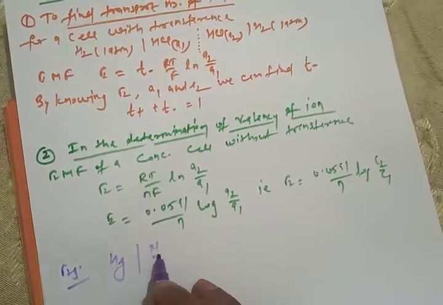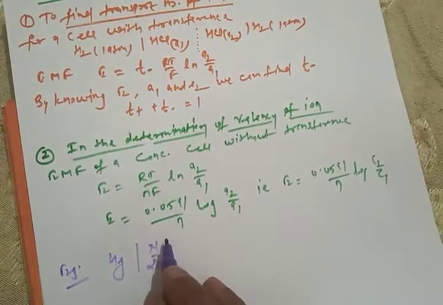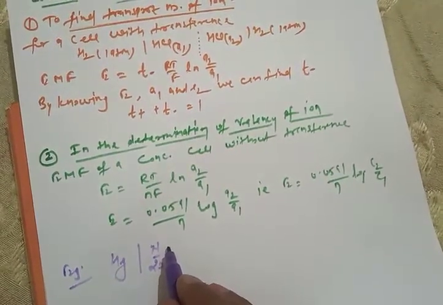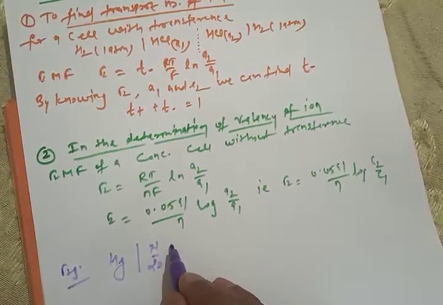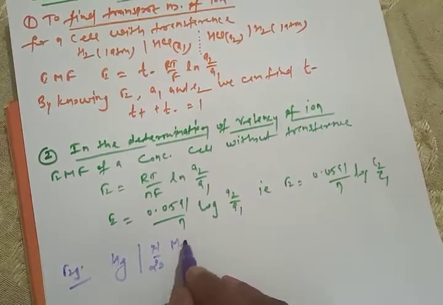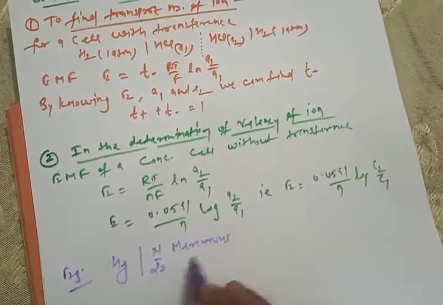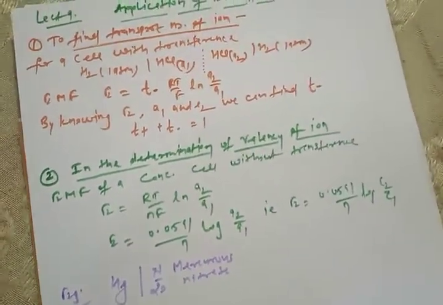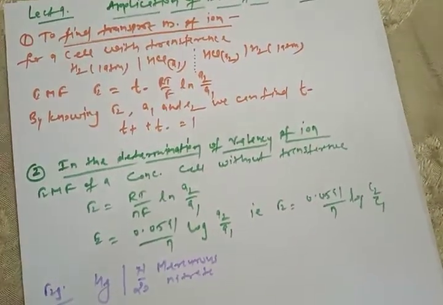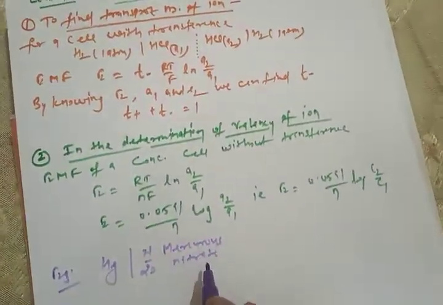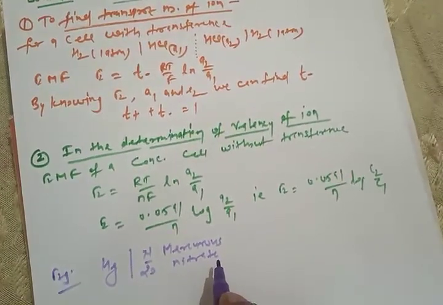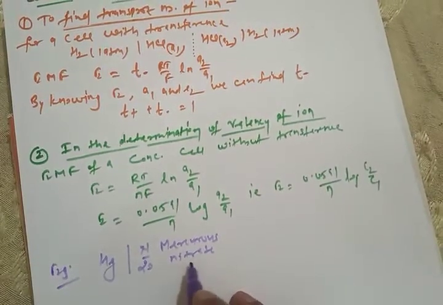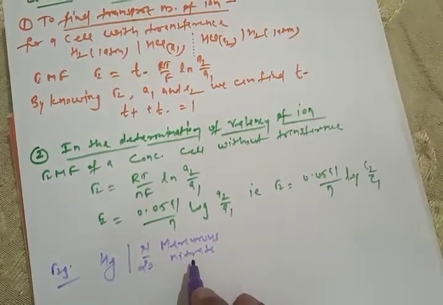Then we have N/20. N/20 is the concentration of what? Mercurous nitrate. So mercurous nitrate is like Hg2Cl2. This will be what? Hg2NO3. So mercurous nitrate, and you need to write the molecular formula here. Okay, I'm writing the name. You need to write the molecular formula.